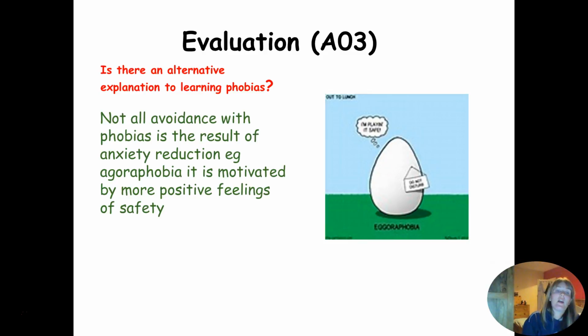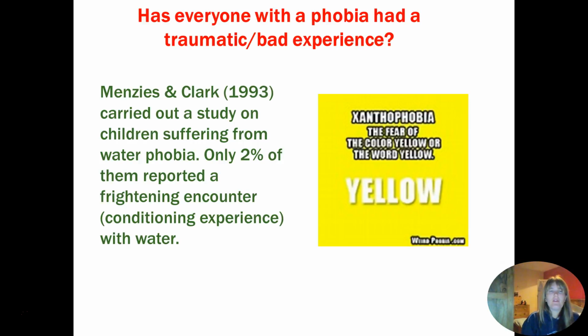Alright, so the next point is, is there an alternative explanation to learning phobias? Not all avoidances for phobias are a result of anxiety reduction. For example, if you're an agoraphobic, someone who doesn't like to get outside, who feels afraid of going outside, yes, they are avoiding it by staying inside, but generally it's motivated by a feeling of safety, which is actually a positive feeling. And so it's not necessarily explaining it in the same way that the two-process model does.